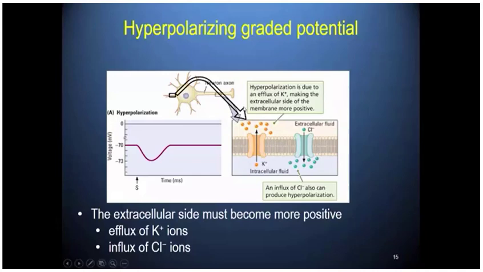Just so you know that this picture is off, this is actually happening out here on the dendrites. It's not happening at the axon. Just a little side note. Hyperpolarizing means more negative and less likely to have an action potential.